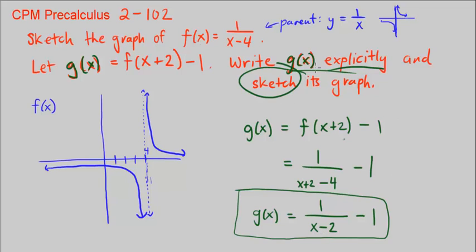And now sketch its graph. What I could do is take g of x equal to f of x plus 2 minus 1 and use f of x as its parent, and know that the transformation inside the parentheses is left 2 units, and outside the parentheses, minus 1 means down 1 unit. So I can start with the blue graph, shift it to the left 2 units and down 1 unit, and it's just going to be over here instead.